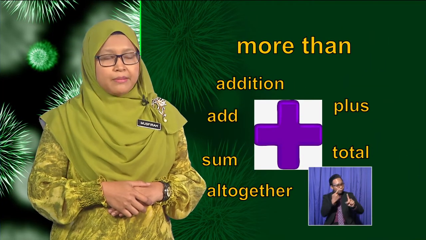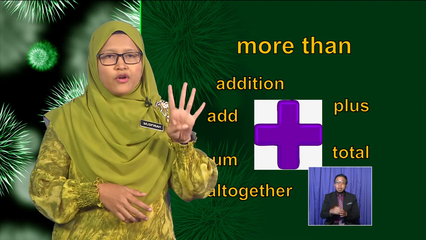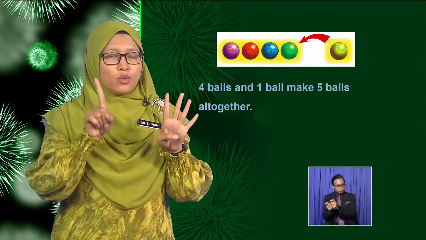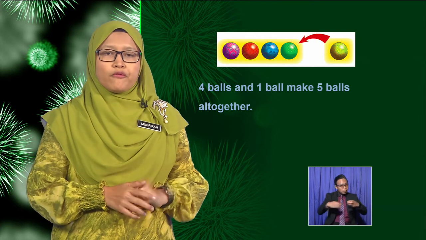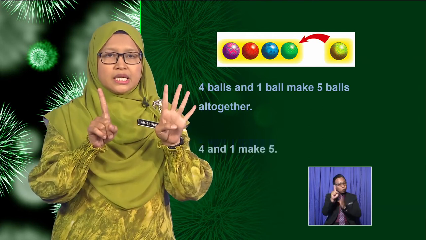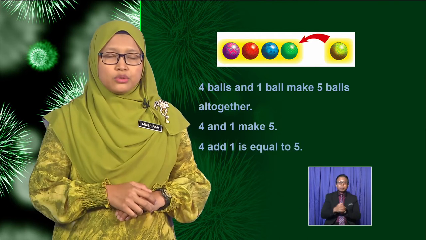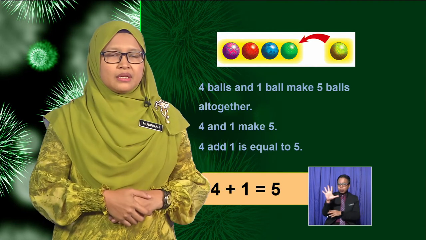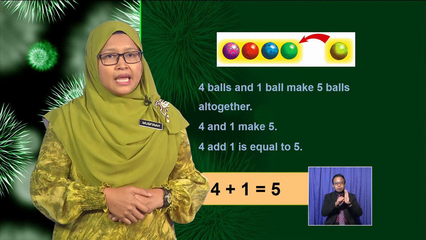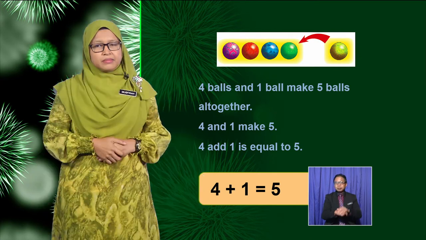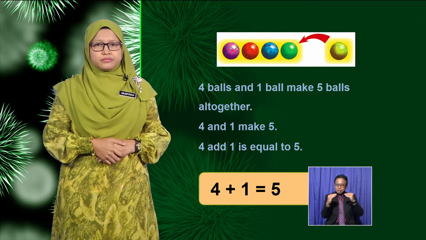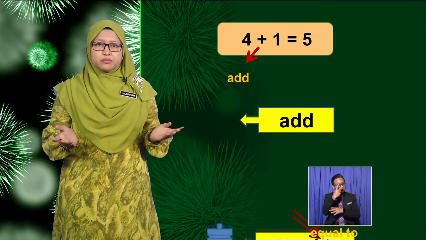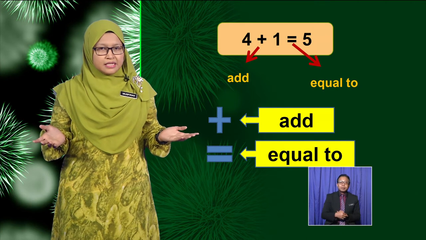From the previous example, we know that four balls and one ball make five balls all together. Four and one make five. Four and one is equal to five. So, four plus one equals five. The first symbol means add. The second symbol means equal to. Have you seen these symbols before? Yes? Very good.